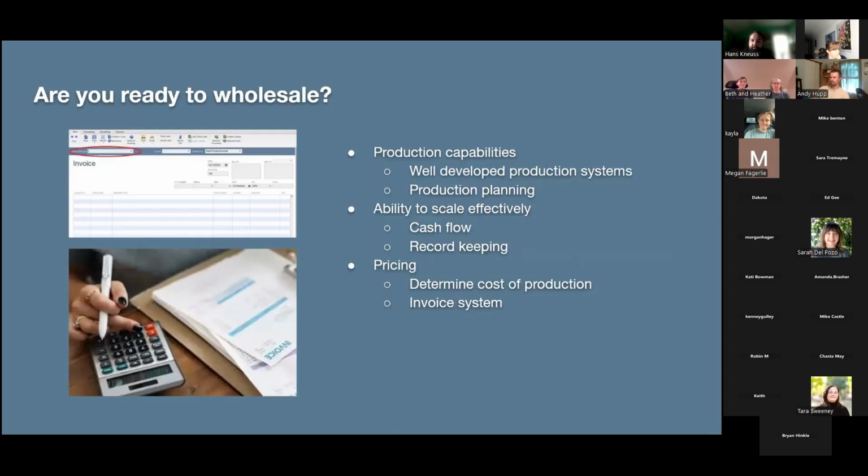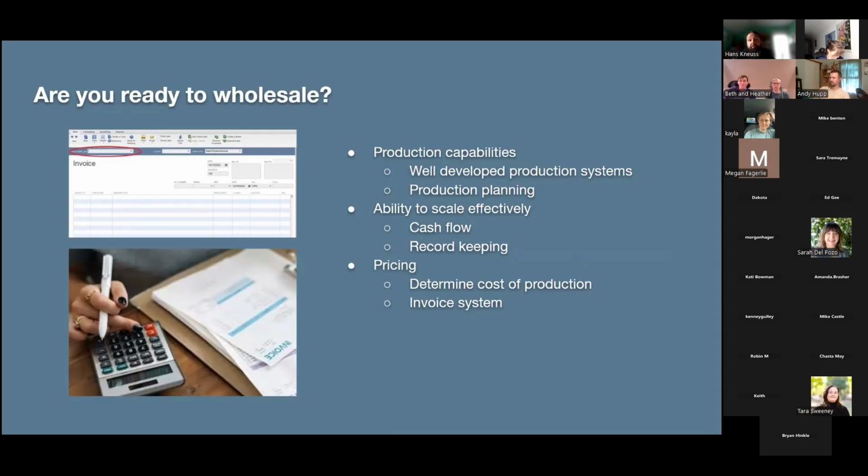So the first thing you want to think of when you think about marketing to wholesale customers is to consider what your production capabilities are. You want to be sure that you're at a place in your business where you have pretty well developed production systems so that you can meet that demand. And this involves production planning. It's really important to have solid planning in place so that you can meet what your wholesale customers are looking for. The worst thing is to not plan, and then when it comes to delivery, you fall short.